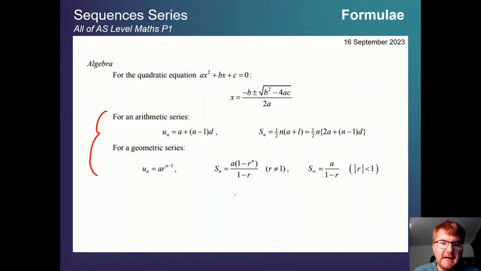Just one point to make here, I also use the other version here, so Sn equals a(r^n - 1) over r - 1. You may have been taught that in class as well, so it's important to realise you have that alternative.